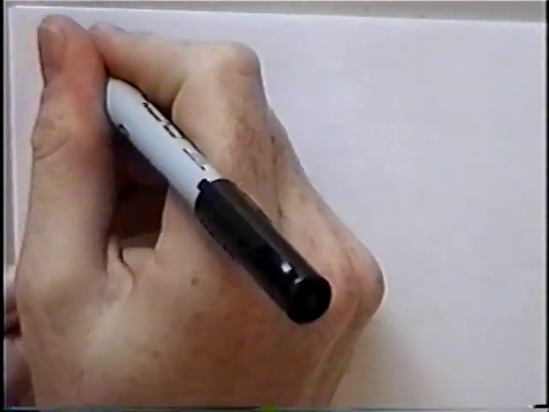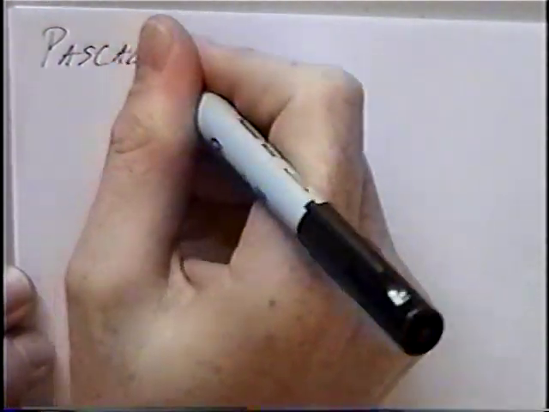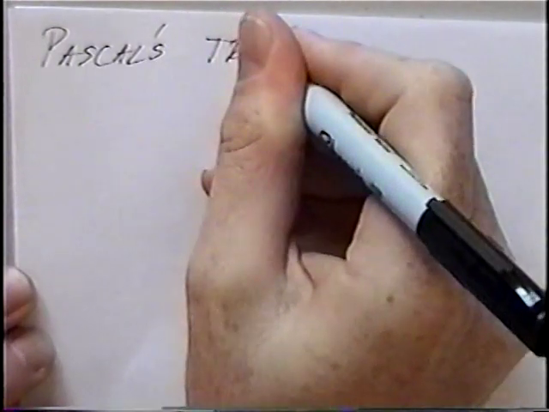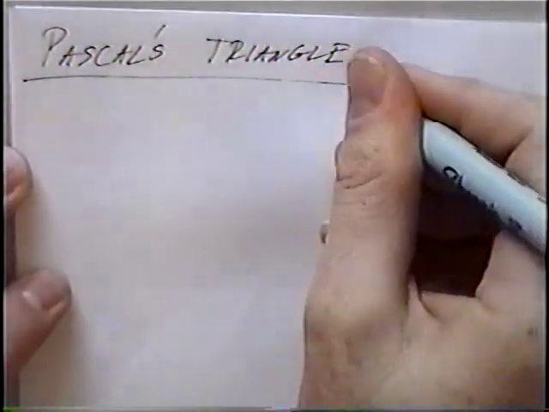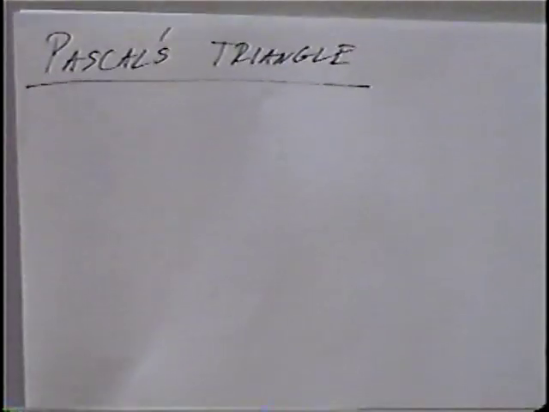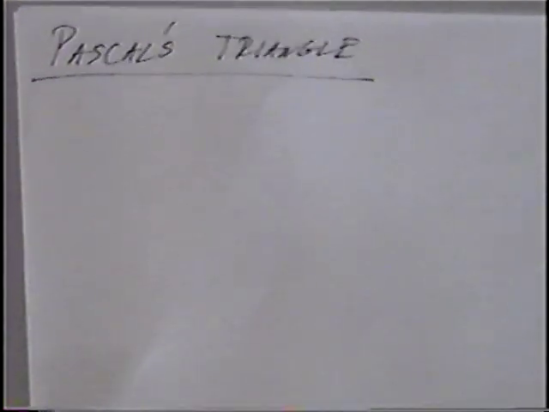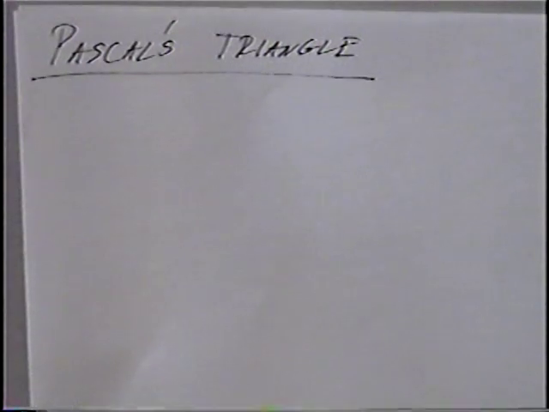Next section that we'll look at is titled Pascal's triangle. Pascal's triangle is a definition or table that we'll use to solve problems in the next section.